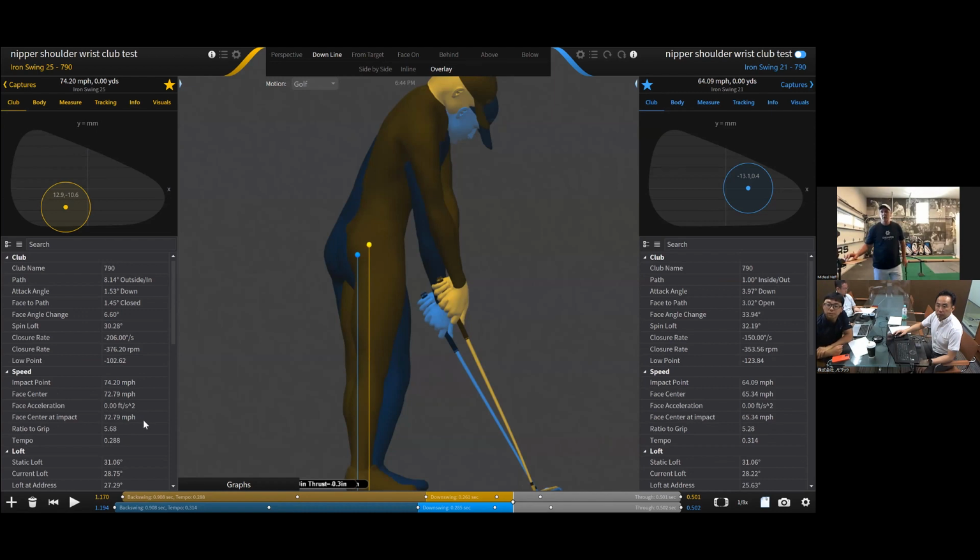Okay. So one of the drills that we've had a lot of success with, the other problem is, look what this lift and thrust does to the handle.